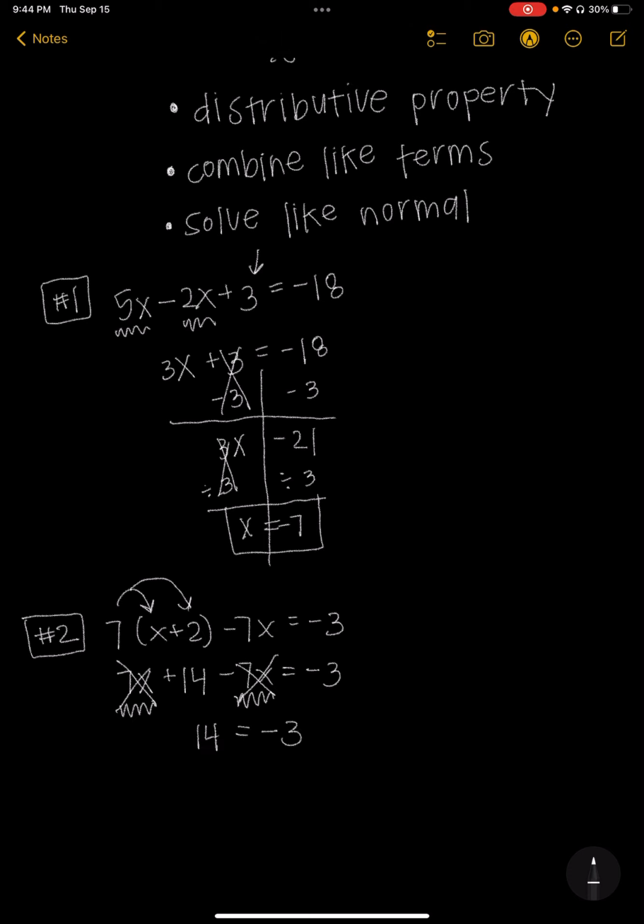Now, this is where it gets a little bit complicated. Does 14 equal negative 3? No, that doesn't make sense. 14 doesn't equal negative 3. So what that means is when the x's cancel out and what we're left over with doesn't make sense, that means that we've got no solutions.